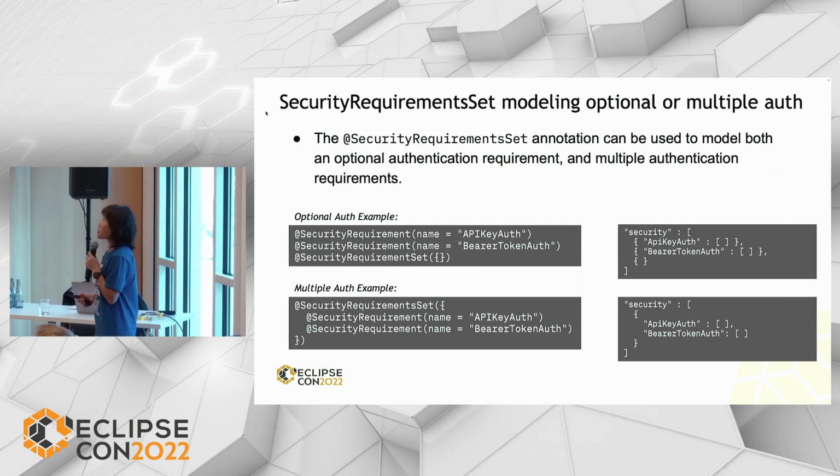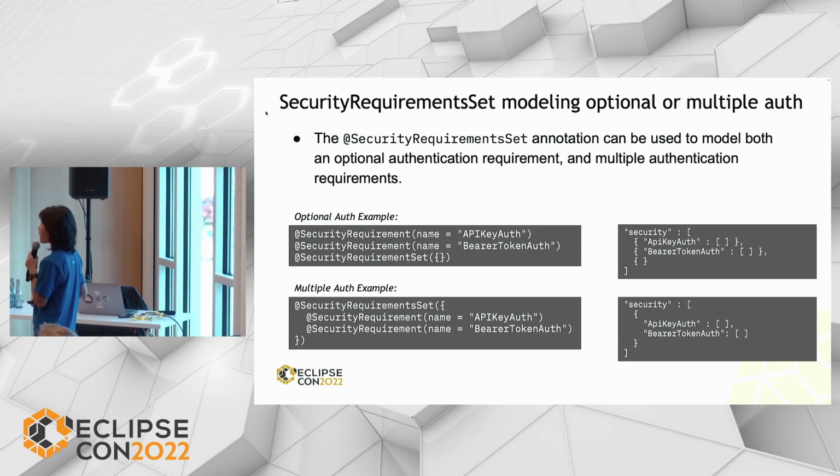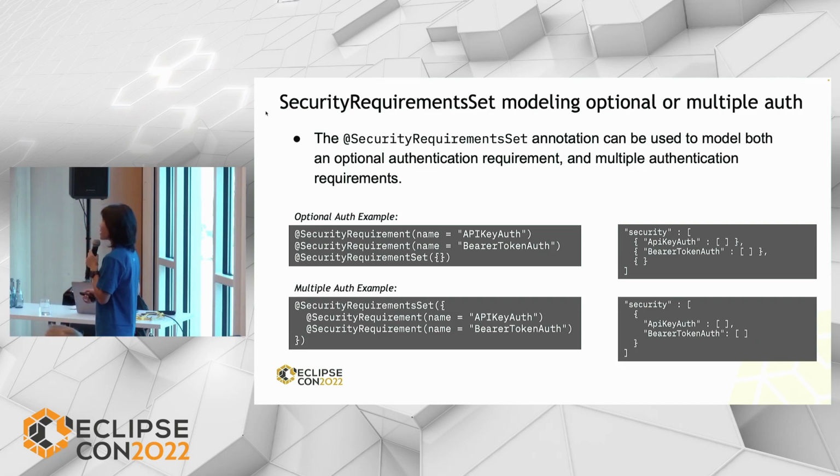The other thing is the security requirement sets, which is able to model the optional and also the multiple. So you can see this is optional and this is multiple. And this is the output from the OpenAPI. So you can see here the multiple, here is the optional.